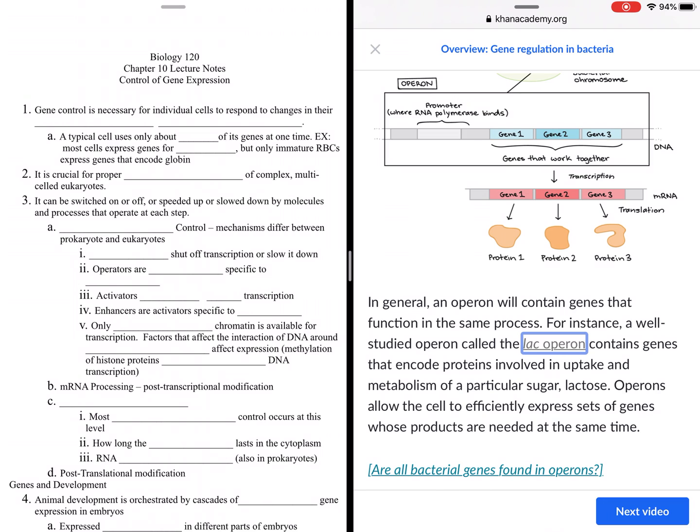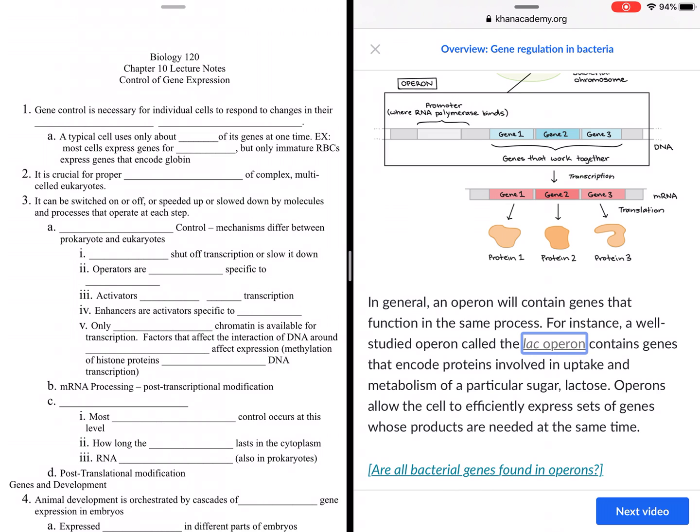And something else that can affect the ability to even transcribe is that only unwound chromatin is available for transcription. Remember, chromatin is wound around histones, which are like balls of protein that are stuck together that DNA winds around to make the chromosomes. So if you're wound tightly around that, you can't make your replication fork and be expressed. So factors that can affect the interaction of DNA around histones affect expression. So the methylation of histone proteins can silence DNA transcription. So the more methyl groups you have on you, the tighter you will cling to those histones through hydrogen bonding, and you will silence your DNA transcription.